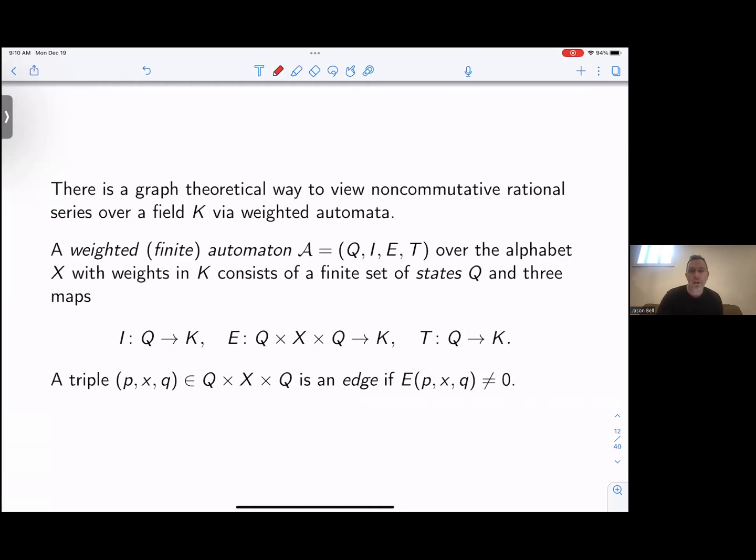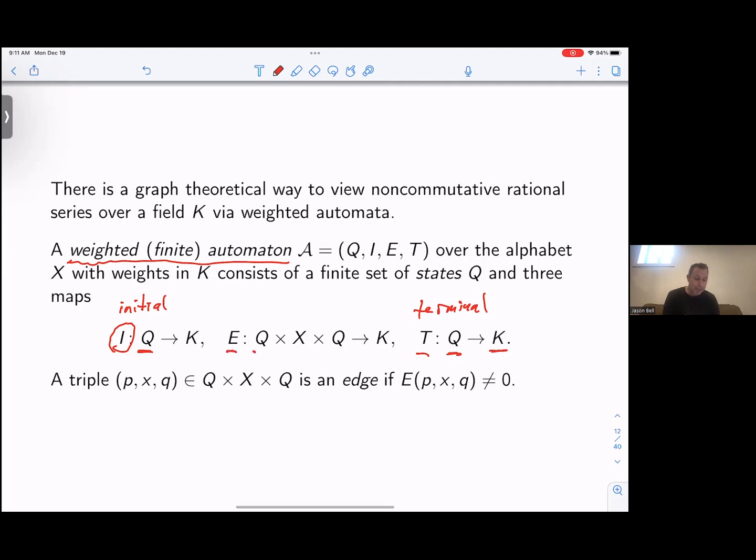And I should just recall, for the purpose of this talk, that there is also a graph theoretical way of doing this with weighted finite automata. Here we have a finite set of states Q, and a function I, standing for initial, and a function T, standing for terminal. This is giving weights to the states, basically saying, instead of terminal being 0 or 1, now it can be some element of the field, and same with initial.